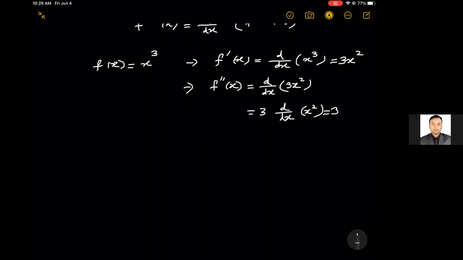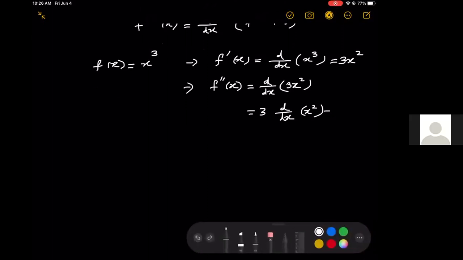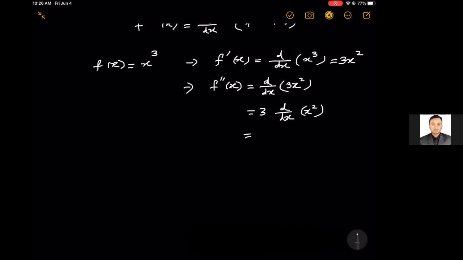Anyone? 2x. Right, using the power rule. The 2 comes in front, and it's 2 minus 1, so 2x, which gives us 6x.